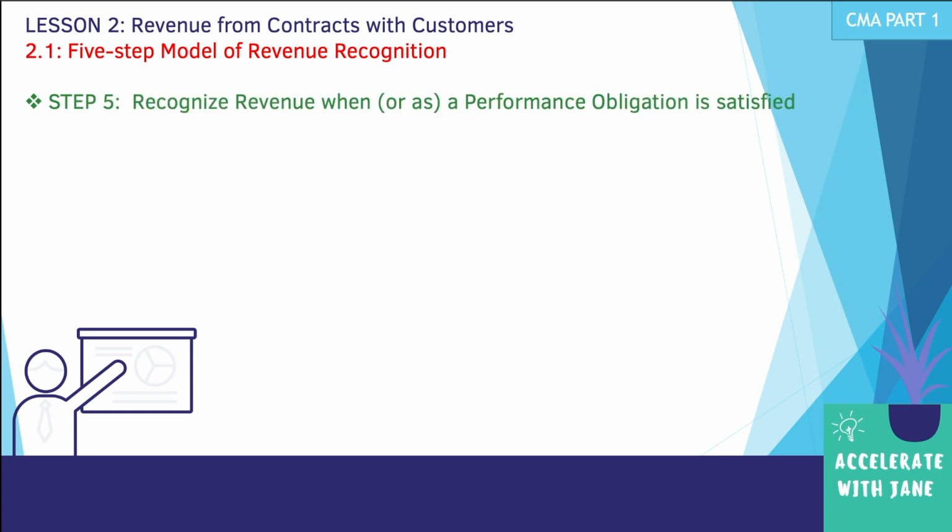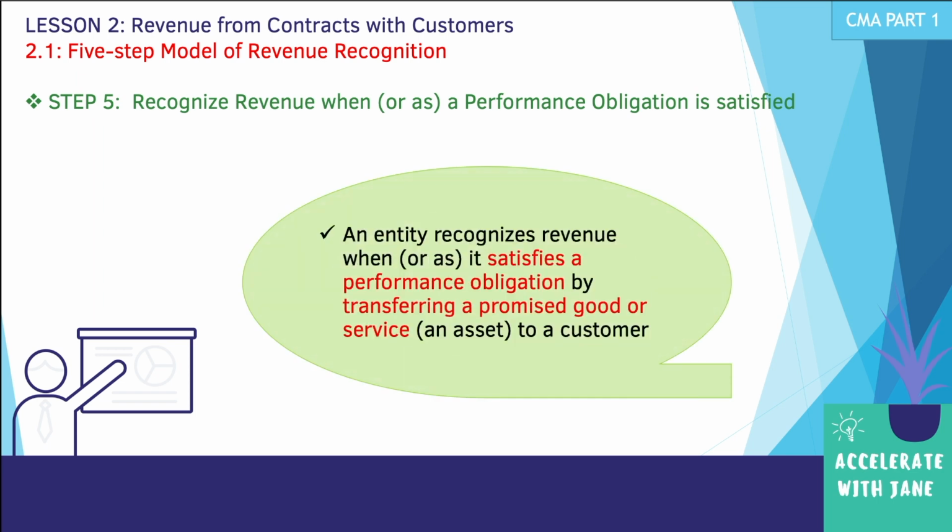Now let's go to step 5, the last step. Recognize revenue when or as a performance obligation is satisfied. Here, an entity recognizes revenue when or as it satisfies a performance obligation, and that is when promised goods or services are delivered or transferred to a customer. As mentioned earlier, under IFRS 15, revenue is recognized when control is transferred to the customers, and that is when there is already a transfer of goods or services, and so the performance obligation is already satisfied.